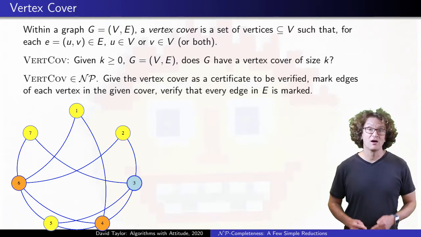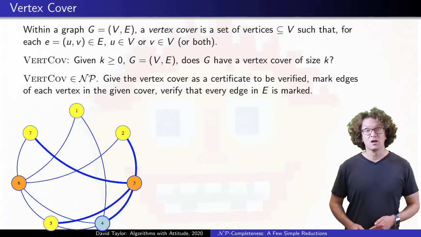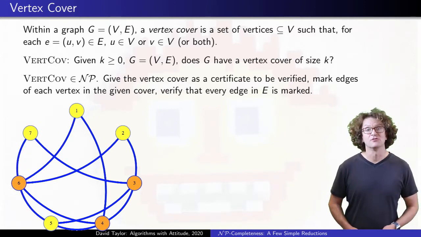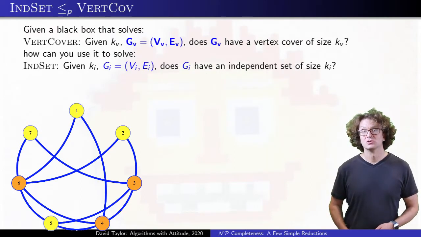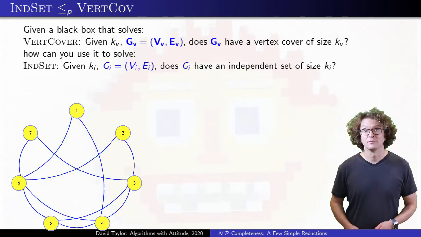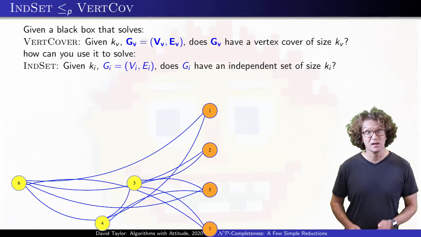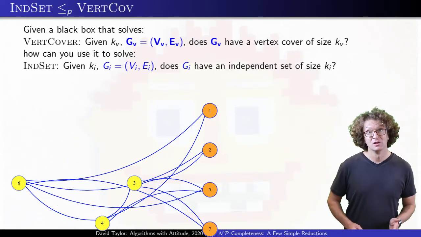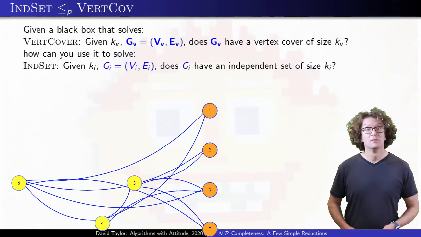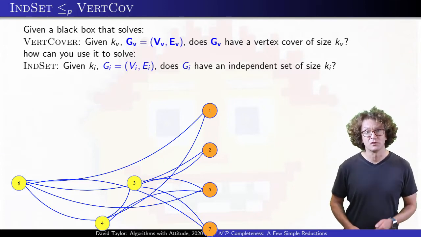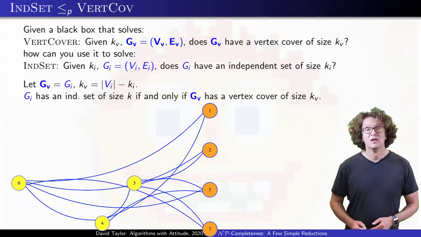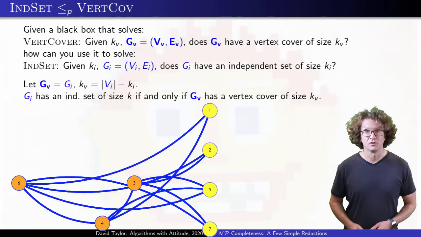If somebody gives you a cover as a certificate, in polynomial time, we can mark edges for each vertex in that cover and then verify if all edges from the graph are marked. We can reduce independent set to vertex cover. Notice in a graph, no edges go between two vertices of an independent set. That means every edge either goes from the independent set to something not in the set, or between two things not in the set. Either way, every edge has at least one vertex not in the independent set. The vertices not in the independent set form a vertex cover.